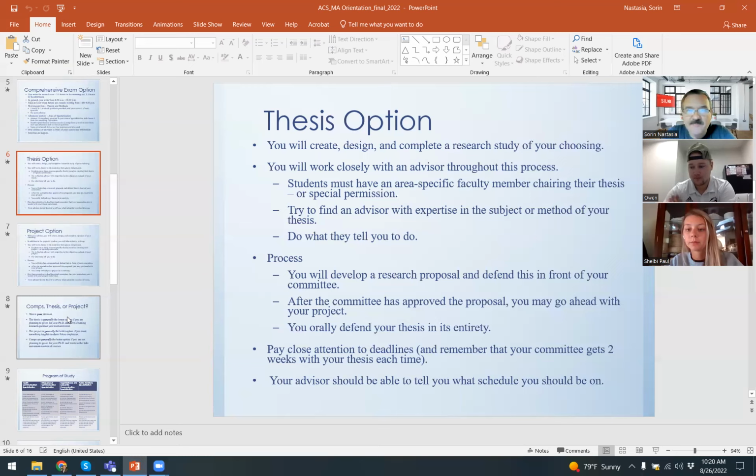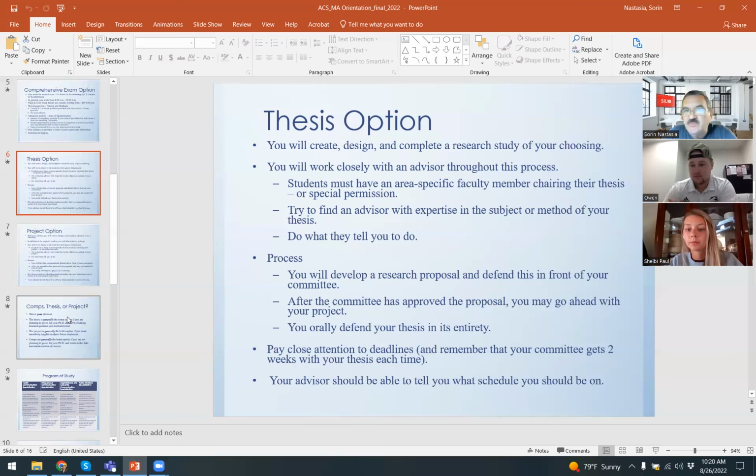So again, coming back to the thesis option, you have to have an area-specific faculty member chairing your thesis, or special permission from them. Try to find an advisor with expertise in the subject or method of your thesis. Do what they tell you to do.